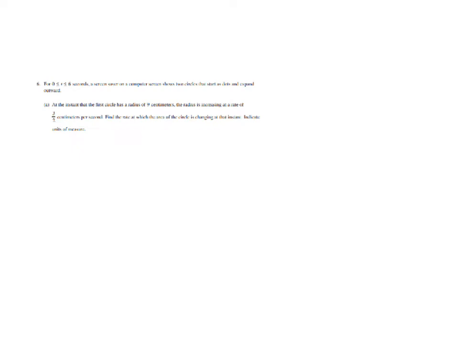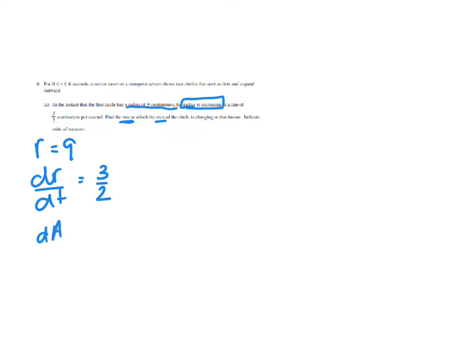At the instant the first circle has a radius of 9, that's my first piece of information. The radius is increasing, so that's the rate of the radius: dr/dt is increasing at a rate of 3/2 centimeters per second. Find the rate, so here's your calculus, of the area, so find dA/dt. The circle is changing at that instant, indicate units of measure. Although it might seem a little overwhelming, I think this turns out to be a really nice problem.